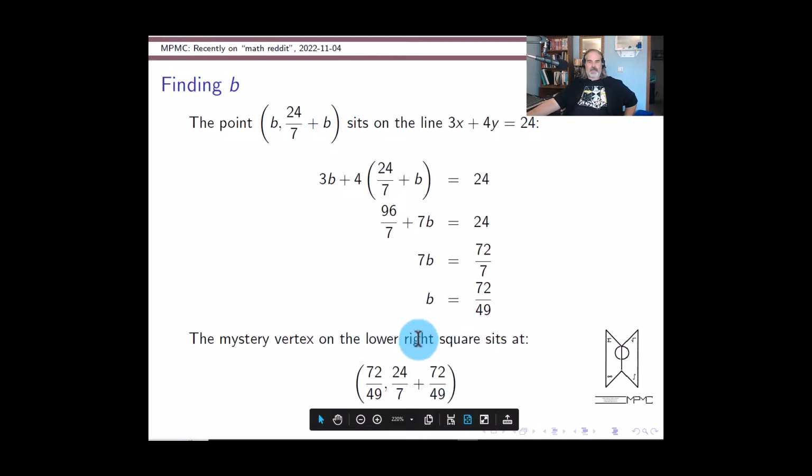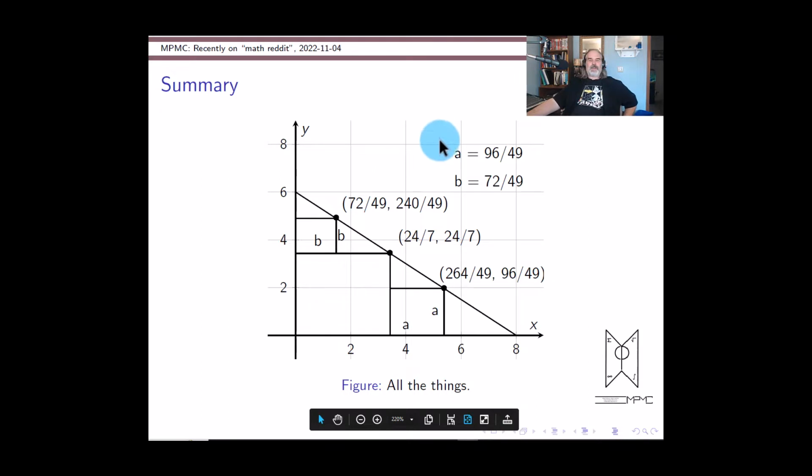And now I realize there's a typo. This is the upper left square, not the lower right square. I copied and pasted the old slide, and I forgot to update that text, and I'm not going to go fix it now. But this is a summary of everything that we've learned.